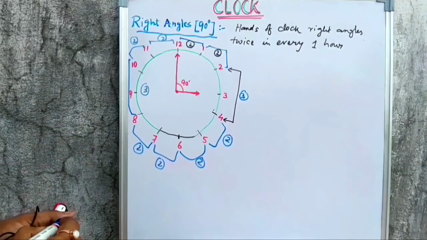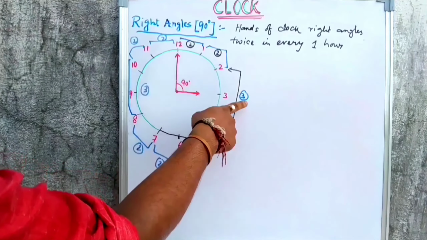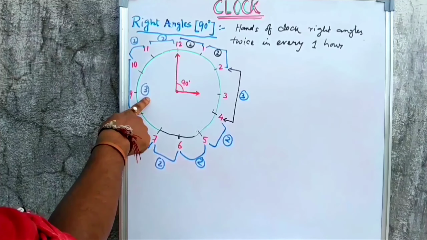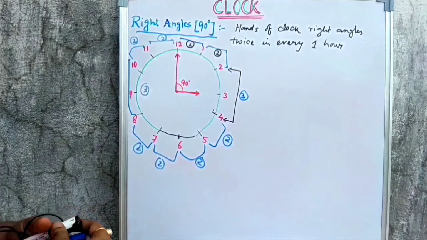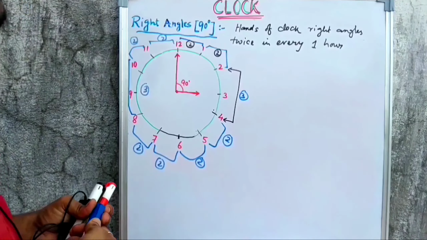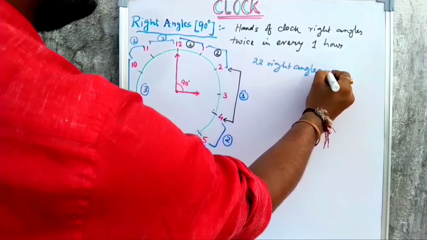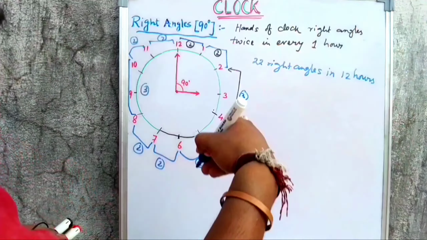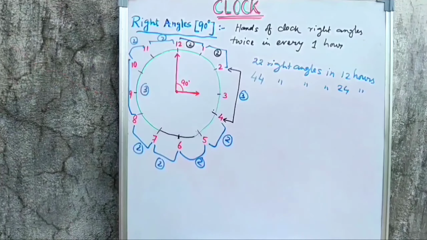So how many right angles will you get in total in 12 hours? 2 plus 2 is 4, plus 3 is 7, 9, 11, 13, 15, 18, 20, 22. So that means 22 right angles in 12 hours. So in total 24 hours, in the whole day, how many right angles will we get? 44 times they make 90 degrees to each other.